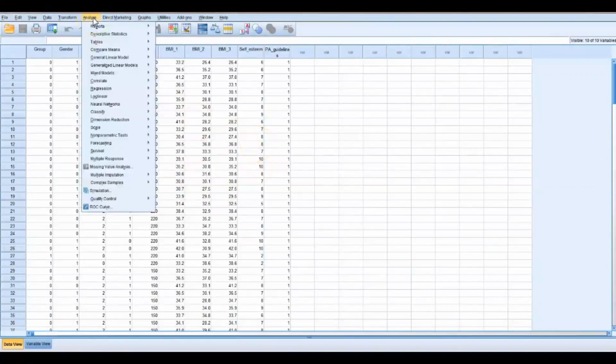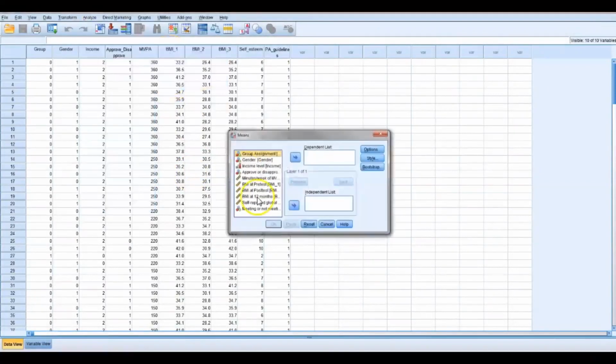This is the same sample data set we've been working with, and I go up to Analyze. I'm going to go to Compare Means, and I'm just going to use the Means option. I'm not going to do the independent samples t-test because it does not allow me to get an effect size estimate, nor does the one-way ANOVA, which we'll talk about later. So we go to Compare Means.